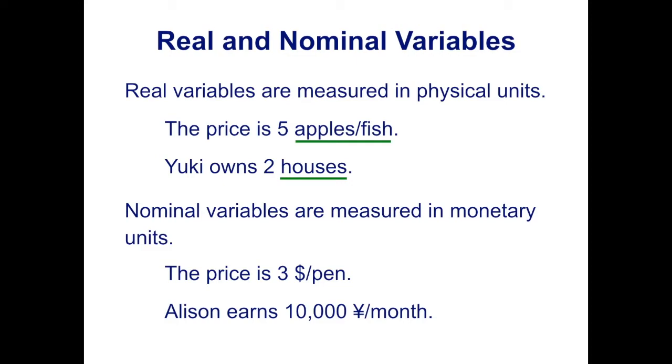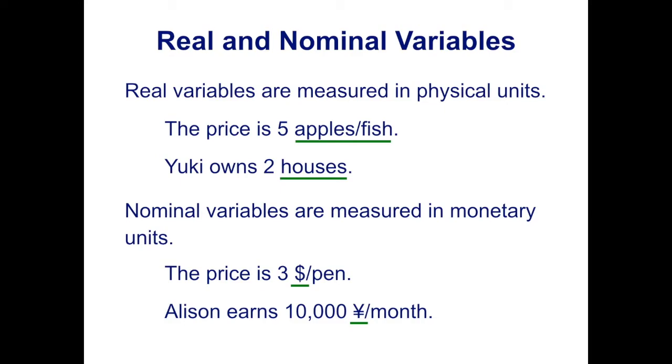Nominal variables are easy to identify because a nominal variable always has a currency in the units. In these examples, we see dollars per pen and yen per month. The fact that there is a currency dimension within the units means that we have a nominal variable.